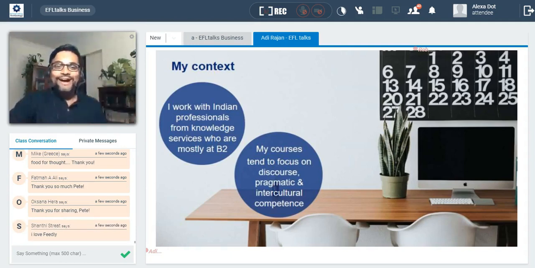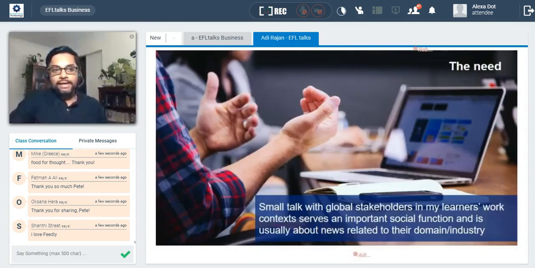So I work with professionals in India who are mostly from the knowledge services industry. They work with consulting and technology and so on, and they collaborate with global stakeholders. They have a fairly high language proficiency, I think similar to what Shanti mentioned. And understandably, my courses tend to focus on discourse, pragmatic, and intercultural competence. And the need that keeps coming up is really from this area, because my learners have a lot of challenges engaging their stakeholders in small talk.